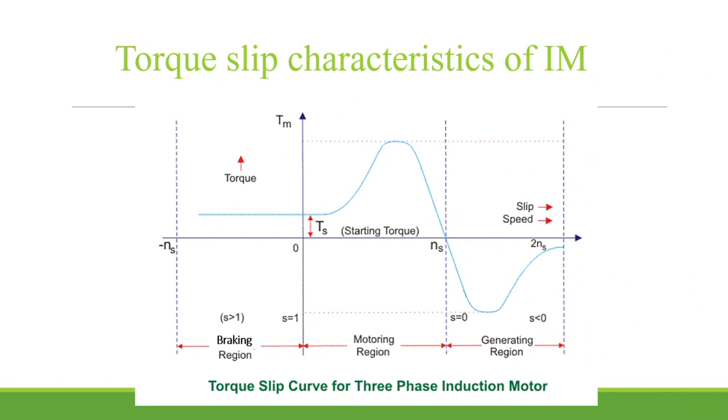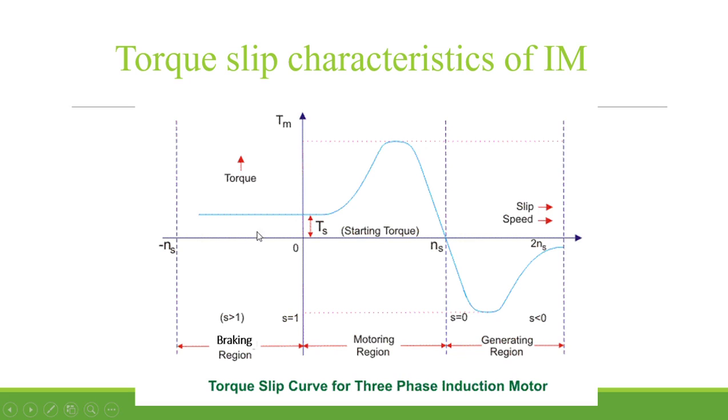Now coming to the torque slip characteristics for the induction motor for all three regions. Earlier we saw only the motoring region. Now three regions are involved: the generating region, the motoring region, and the braking region. In the motoring mode, supply is given to the stator side, and the motor always rotates below the synchronous speed. The motor can never reach the synchronous speed.